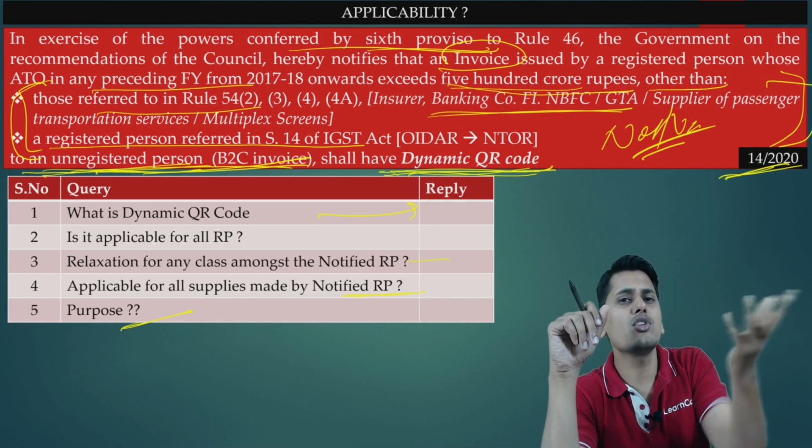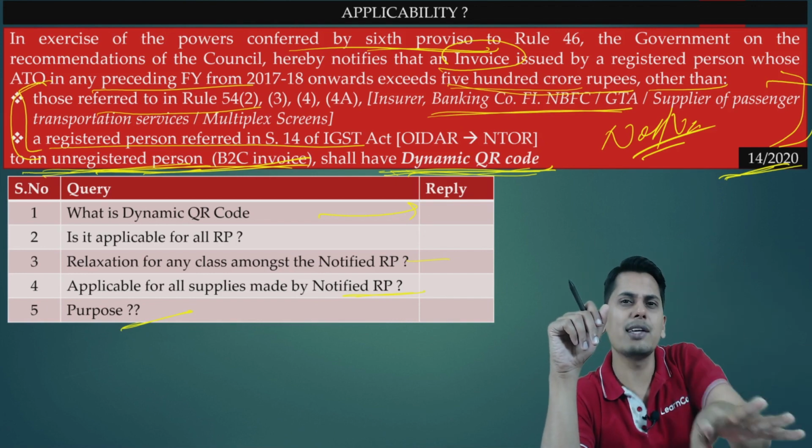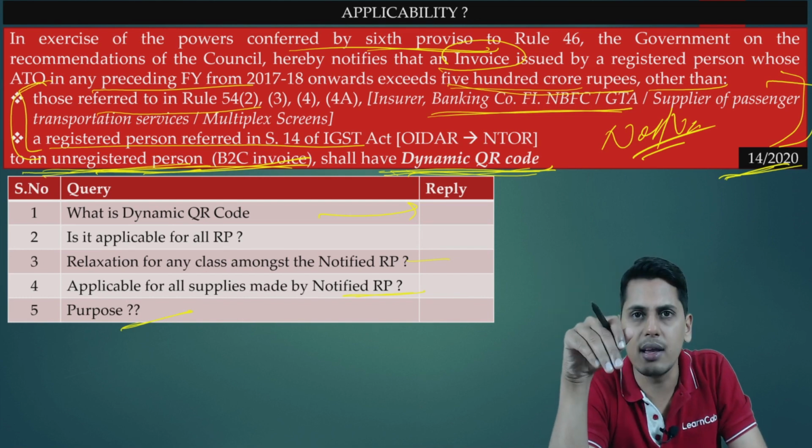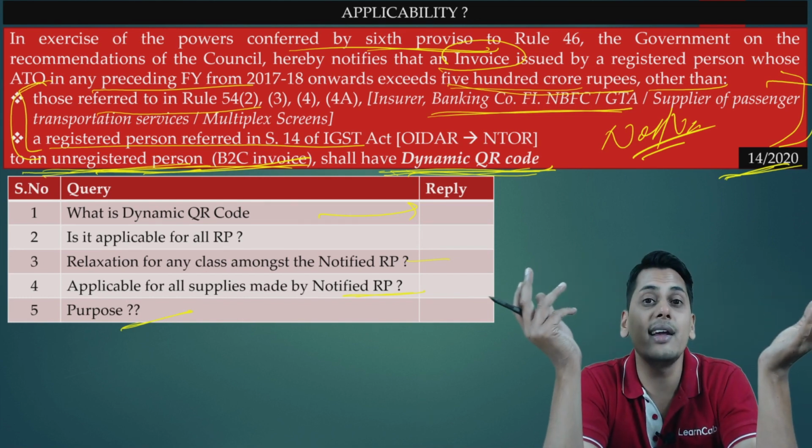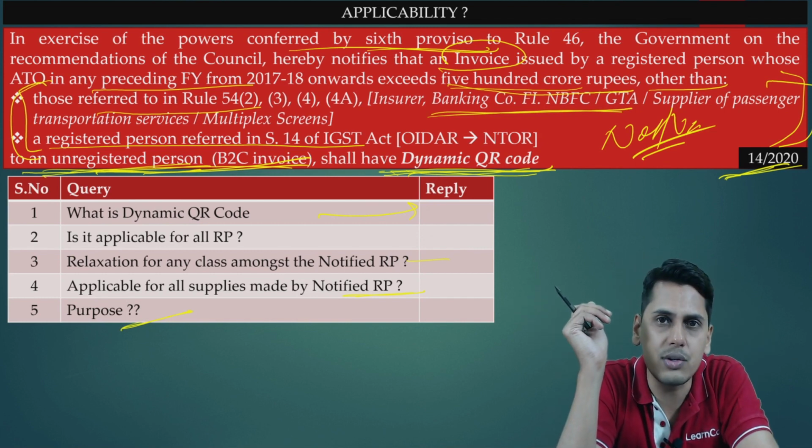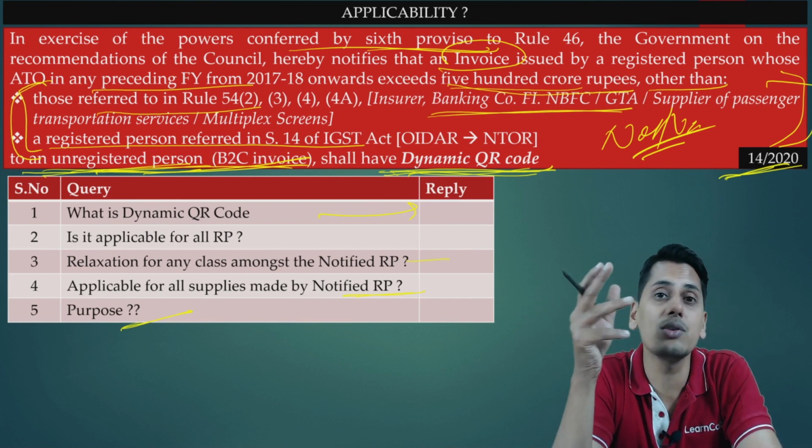The end consumer is not a GST registered person. For the inward supplies he is making, for the purchases he is making, obviously he is not going to maintain any books of accounts, because that is for his personal use. It is for his personal consumption. He is an end user, end consumer.